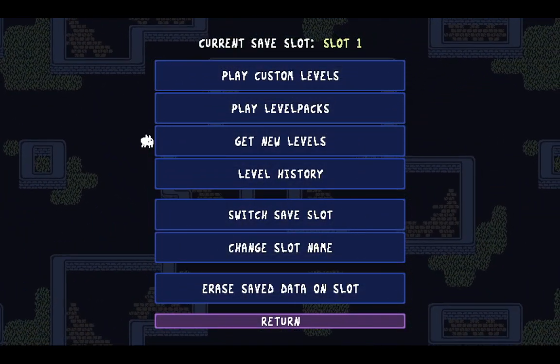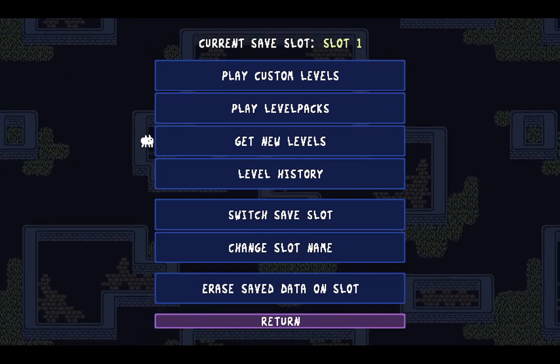That was a very, very, very good level. And level code's in the description and all that stuff.